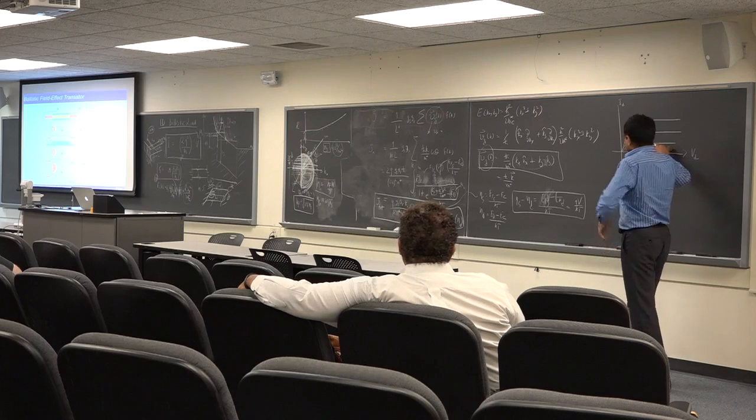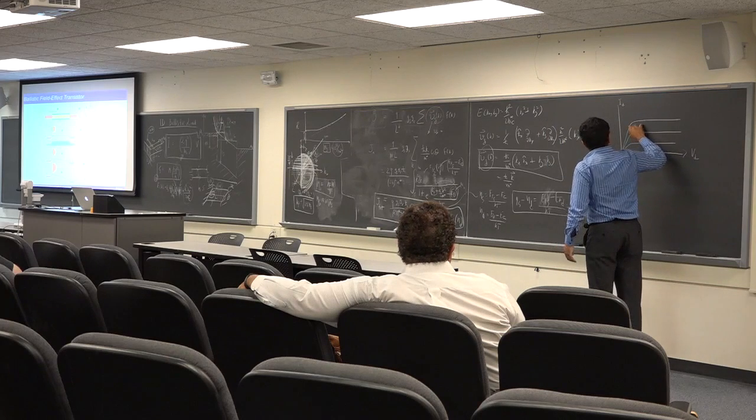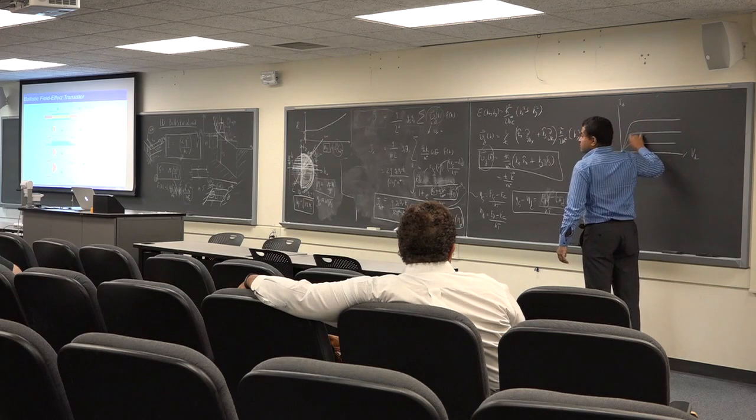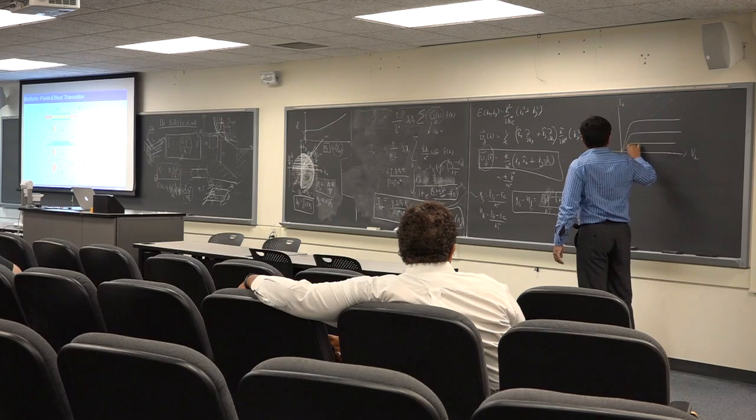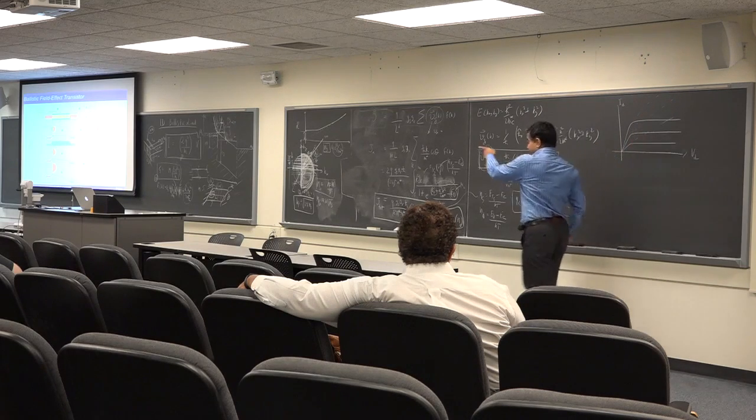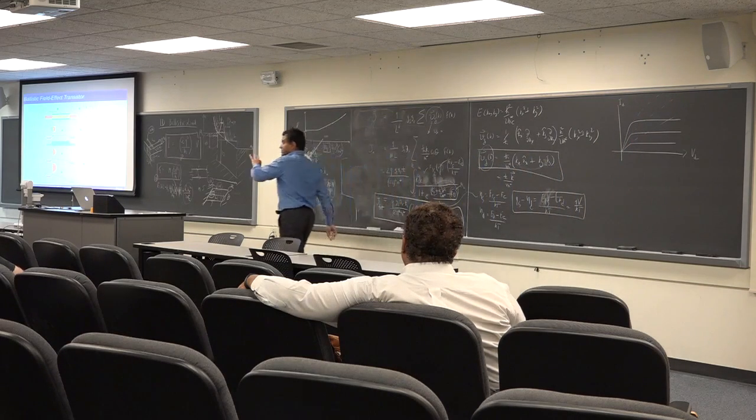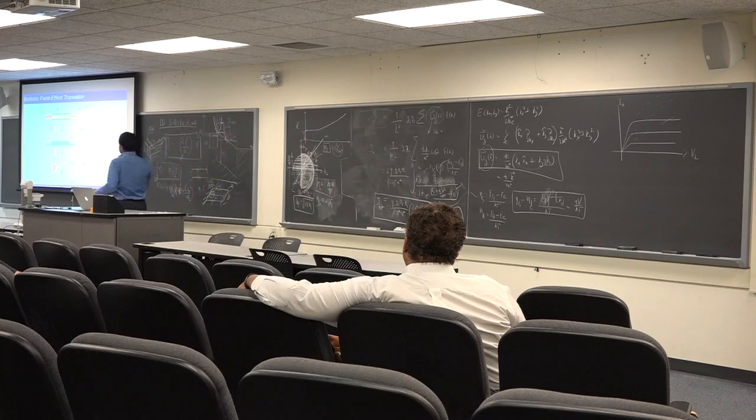Okay? So it will kind of do that. Right? If the gate loses control over the channel, it will kind of do that. There'll be no saturation. Right? And whenever you see that picture, you know what has happened. The gate has lost control over the channel. It's electrostatically not well designed.